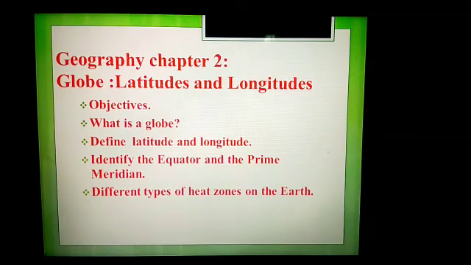Children, this session will be followed by two videos. In the first video we are going to discuss what a globe is, define latitude and longitude, and identify the equator and the prime meridian. In the second video, we are going to discuss the different types of heat zones on the earth. Okay, let us see one by one in detail, children.